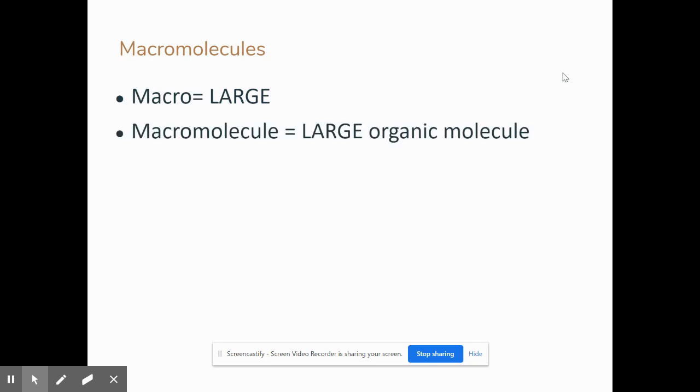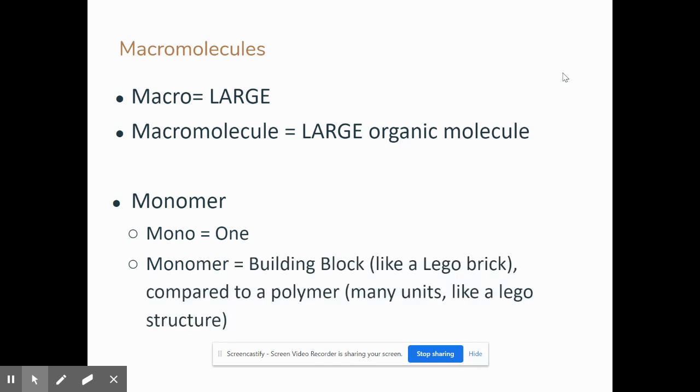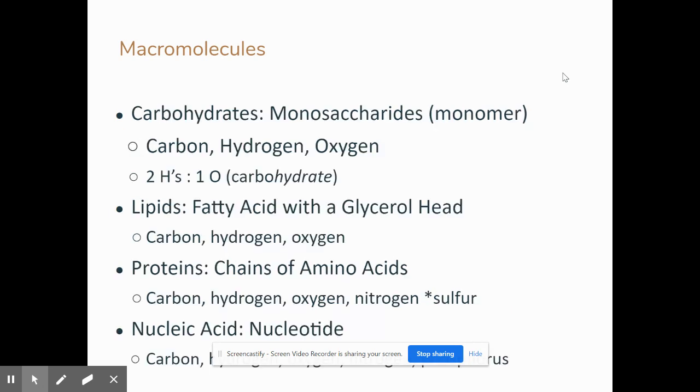Macromolecules. Macro means large. Macromolecules are large organic molecules. And when we say the term monomer, mono means one, and a monomer is a building block. So it's like a Lego brick compared to a polymer, which is many units, like a Lego structure. All right, a lot of information here, but hopefully it's reviewed for you.